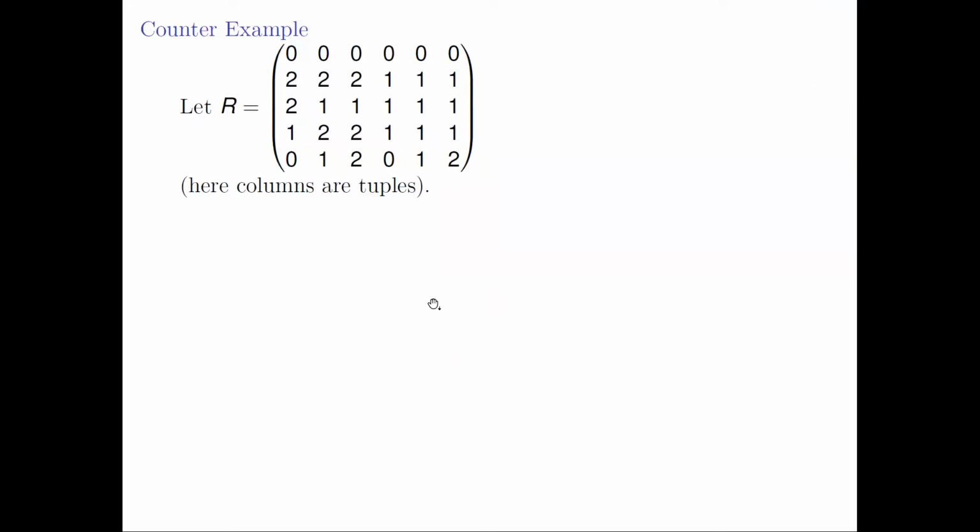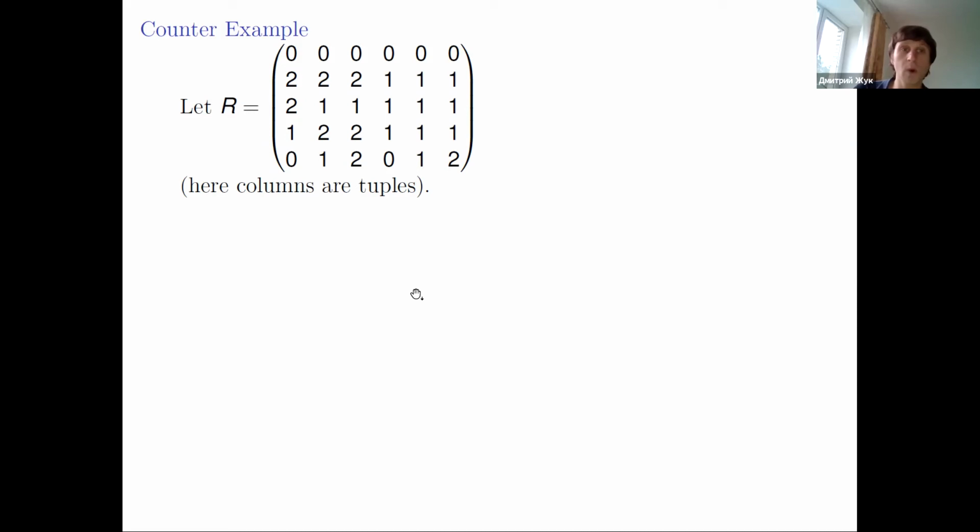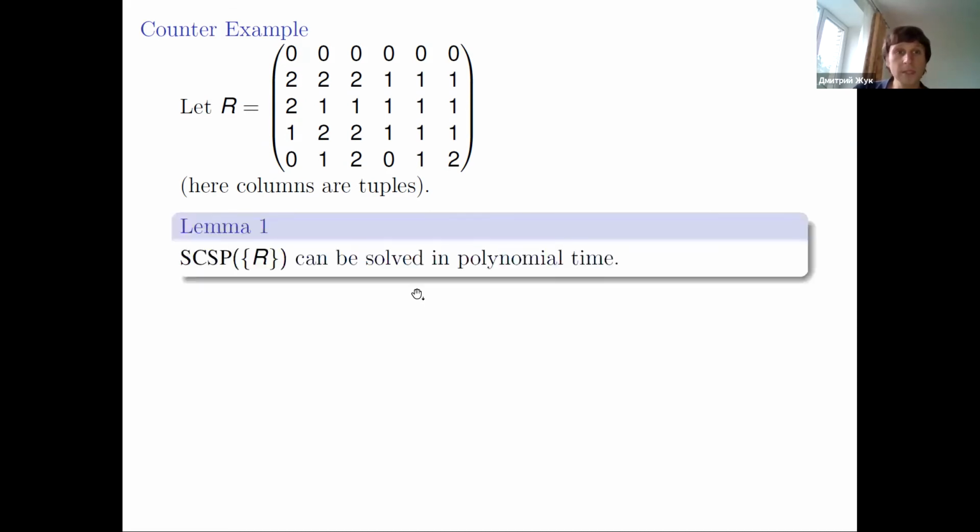Variables can have values 1, 0, and 2. And for a tuple, for 5 variables, we can require that it's one of these combinations, one of the columns. So just one simple relation. And I can prove that surjective CSP over R is tractable, so it can be solved in polynomial time.